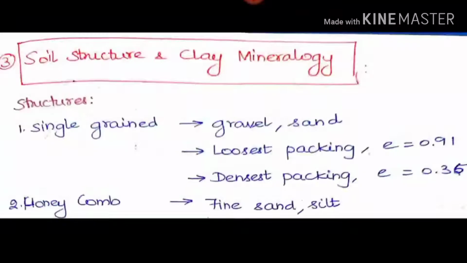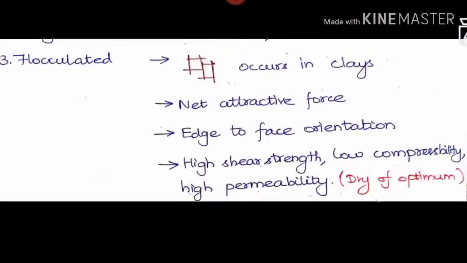And the next type is the honeycomb structure. So honeycomb means it will be a tightly and combinedly packed structure. So it will be mostly for fine sand and silt type of soils. The next type is the flocculated structure. So this commonly occurs in clays.